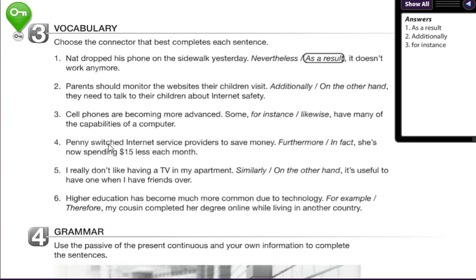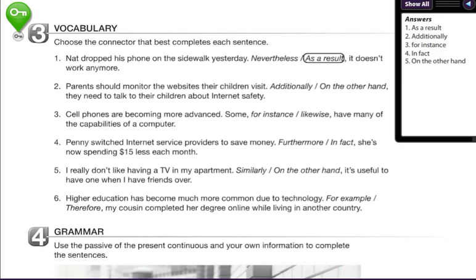Number 4, Penny switched internet service providers to save money. Furthermore, in fact, she's now spending 15 percent less each month. In this case, we are emphasizing an idea, that she spends less money, and this is in fact. Number 5, I really don't like having a TV in my apartment. Similarly, on the other hand, it's useful to have one when I have friends over. Then with on the other hand, we are contrasting an idea. So this person doesn't like having a TV in his apartment, but it's a good idea to have one when you have some friends over.